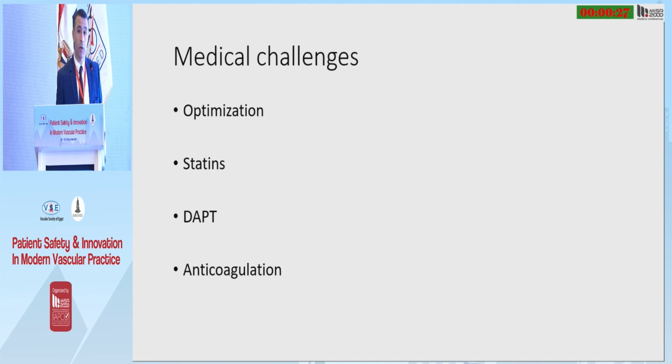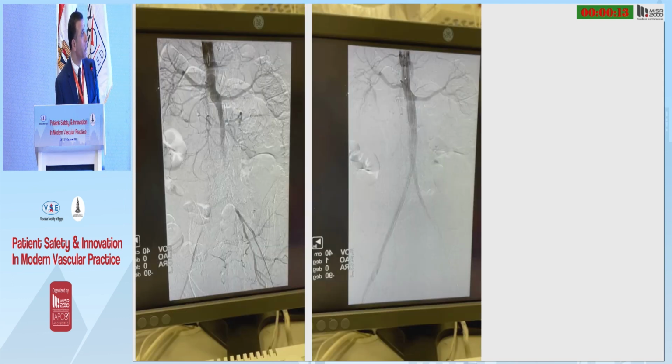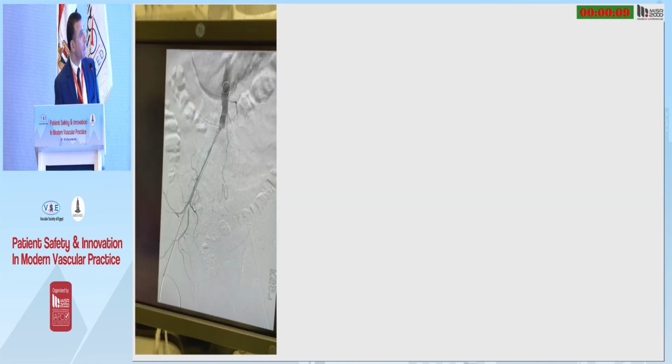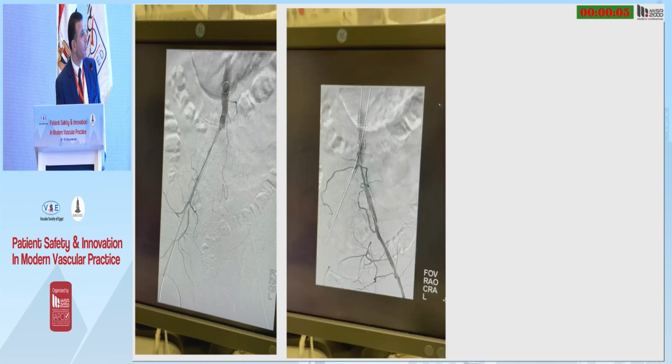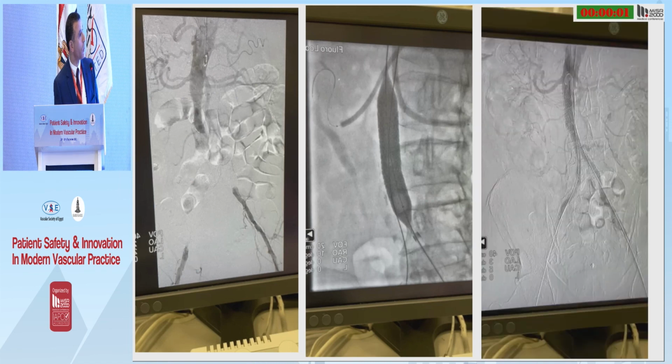And then there is the question of medical management of these patients and optimization with statins and dual antiplatelets, and some even suggest anticoagulation. I think it's very difficult to go through these, but these are examples of the cases that can happen. So even for unilateral iliac occlusion, and again for total aortoiliac occlusion with balloons in the renal arteries.